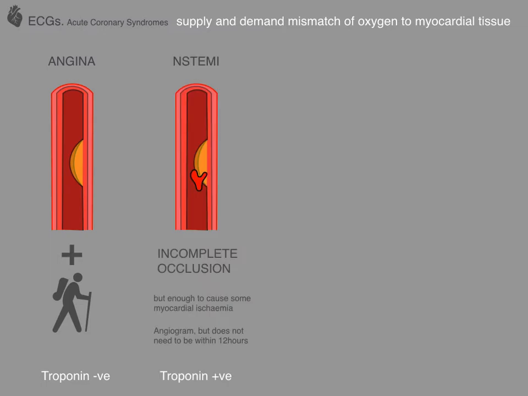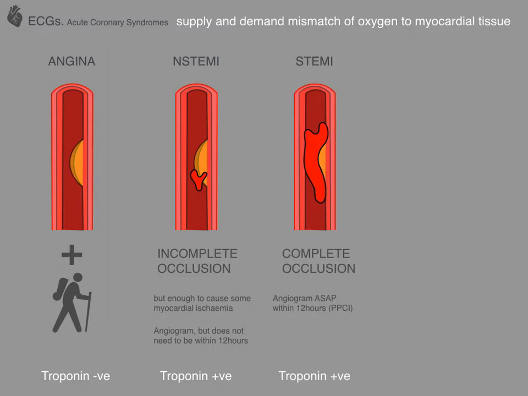A non-ST elevation myocardial infarction refers to a patient who has had an acute ischemic event, so ischemic chest pain at rest, and this is enough to cause a positive troponin result, so positive cardiac enzymes, but we do not see ST elevation on the ECG. These patients can present with either a normal ECG or ECGs with some changes on them that could be associated with ischemia, but not ST elevation.